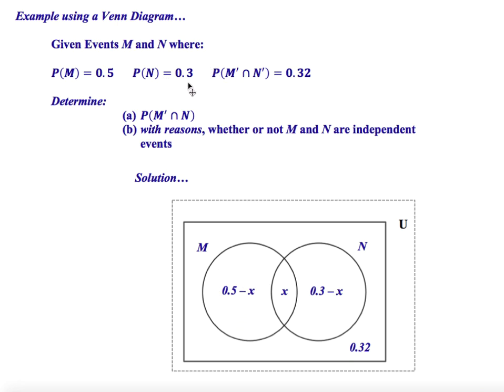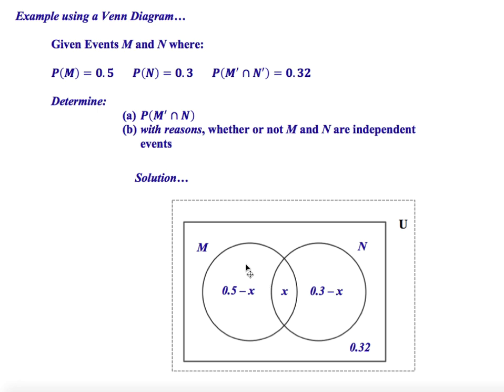And similarly, because I know 0.3 overall is the likelihood of being inside of N, well then 0.3 minus this little portion here gives you the rest of this. And you can actually see if you add these two together, the x's would cancel and you would have just the 0.3 that you expect. If you add these two together, the x's once again would cancel and you would have 0.5 inside of M. So that's consistent. What is this trying to say?